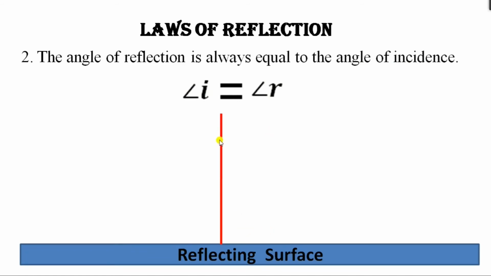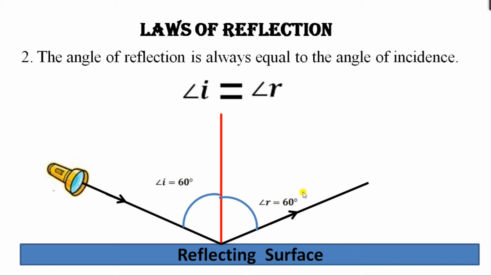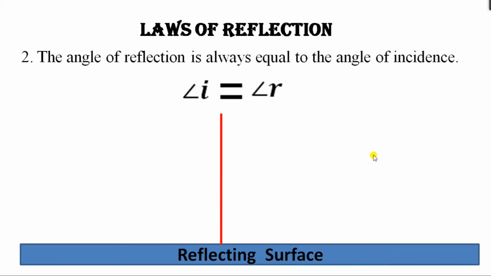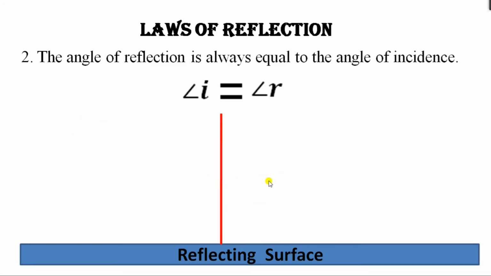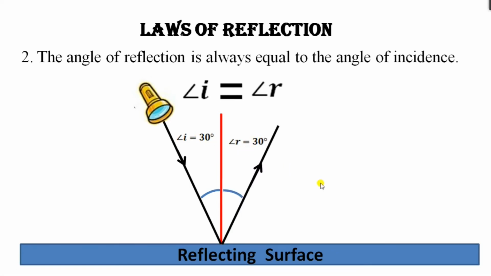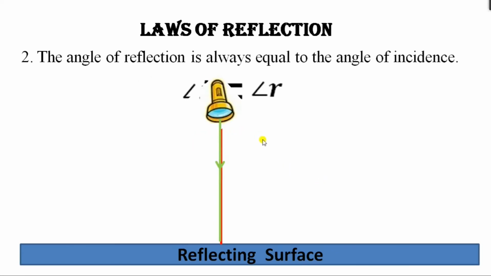Now this is the reflecting surface, this is the normal. If the incident ray makes 60 degree, the reflected ray also makes 60 degree. If angle of incidence is changed to 45 degree, the angle of reflection also becomes 45 degree, and for 30 degree incident angle, the reflected angle is also 30 degree. And if the angle of incidence is 0, the angle of reflection also becomes 0.